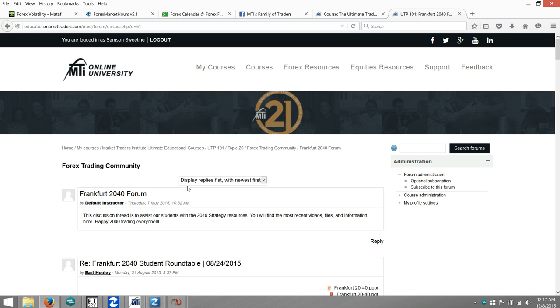Now, what I have here, it says display replies flat newest. I put mine for the newest, and it brings up the latest stuff at the beginning of the page. Now, your page may be different. It might have it the opposite way, so you can adjust whatever you want to see here.